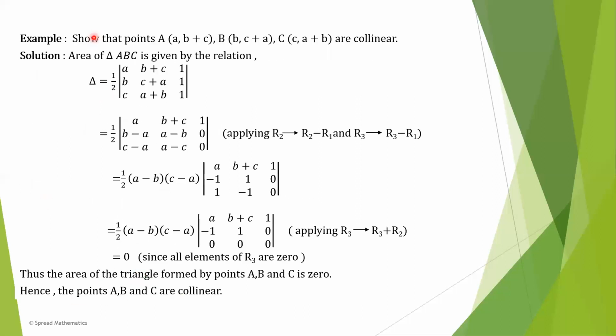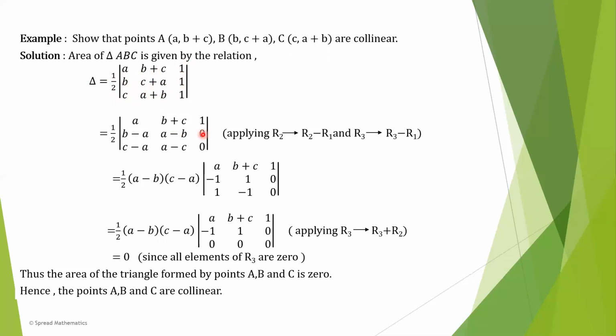Now show that points A, B, C are collinear. The coordinates are A as (a, b+c), B as (b, c+a) and C as (c, a+b). Now the area of triangle ABC is given by the relation delta equal to 1 upon 2 determinant with rows a, b+c; b, c+a; c, a+b, and each element of column 3 will be 1, 1, 1.